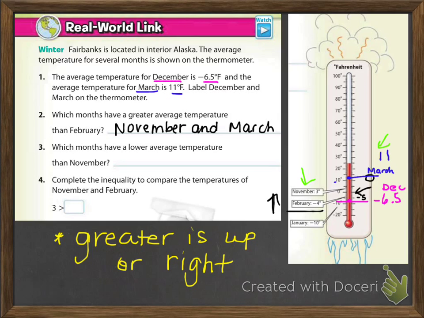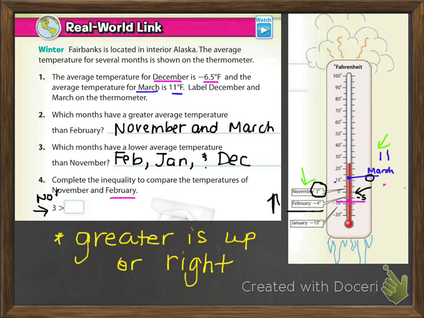Then it says, which months have a lower average temperature than November, which is a different month? Under November we'd see February, January, and December. Let's write that here. As you can see, I abbreviated so that we could get all three of them on there. Now it says to complete the inequality to compare the temperatures of November and February. November, you can see, is right here. It's 3 degrees, so that's where they got that 3 right here. Now we need to compare November to February, so let's look and see if we can find February.